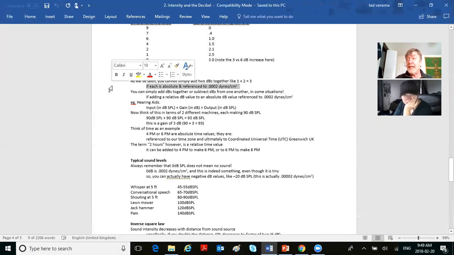Okay? But hey, 93 is more than 90. So what was my gain there? What was my increase? 3. So 90 plus 3 is 93. So in some ways I can add decibels, can't I? Take it home to hearing aids. Input plus gain is output.